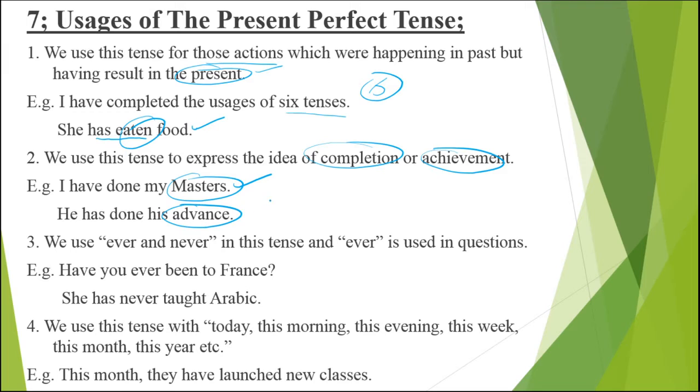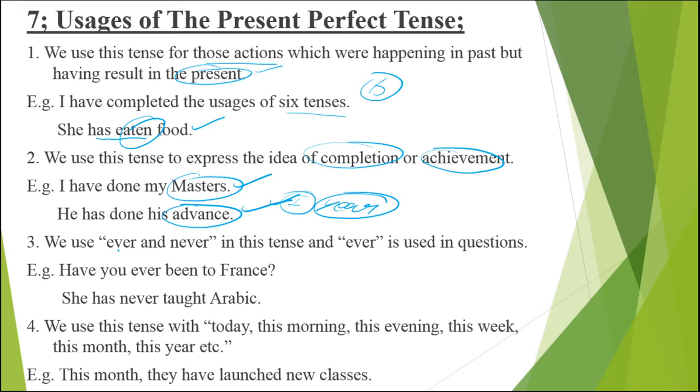He has done his advance. Now the course of English language is being completed by the teachers or by the institutes within 1 hour or within 1.5 hours. So this is what I say, that he has done his advance. So this is what achievement of 1 year he has spent, and he has achieved this target of doing advance.